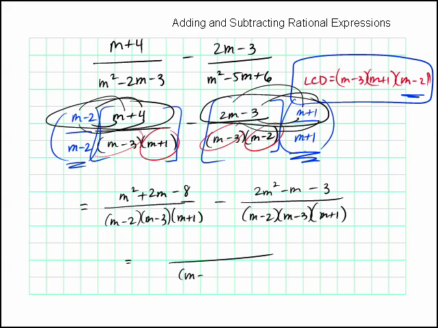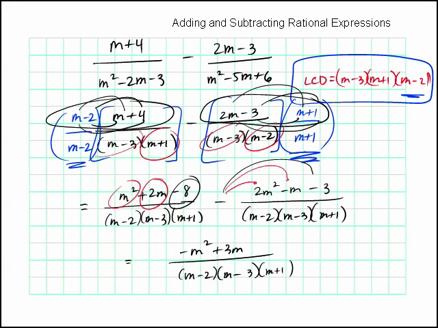We can now combine this into one fraction. Remember to distribute your negative sign. So we've got m squared minus 2m squared leaves me with negative 1m squared. We've got 2m plus an m, which is 3m. And we've got a negative 8 plus a 3, which is going to give me a negative 5, that's right, negative 5. And that will not reduce, so that is my answer.